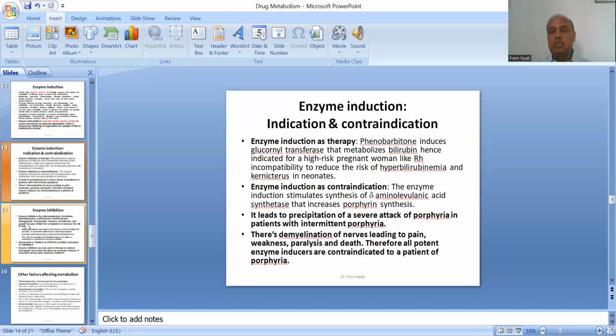Enzyme induction as contraindications. The enzyme induction stimulates synthesis of delta aminolevulinic acid synthetase that increases porphyrin synthesis. So it leads to a precipitation of a severe attack of porphyria in patients with intermittent porphyria. Here there is demyelination of the nerves leading to pain, weakness, paralysis, and death. Therefore, all potent enzyme inducers are contraindicated in a patient of porphyria.